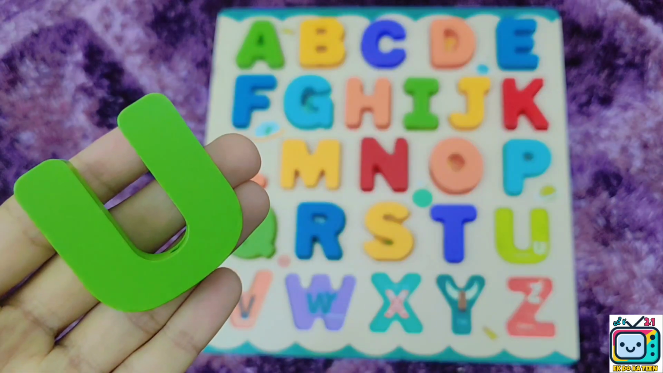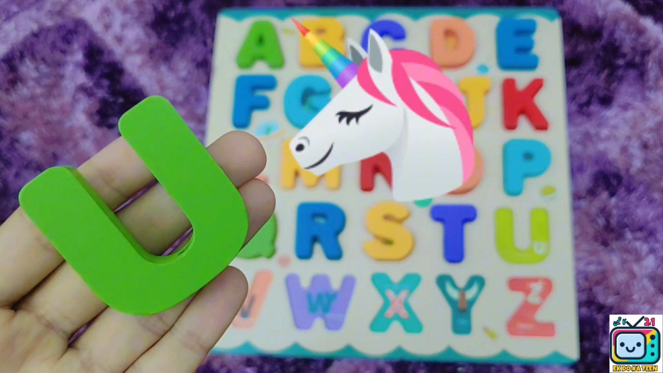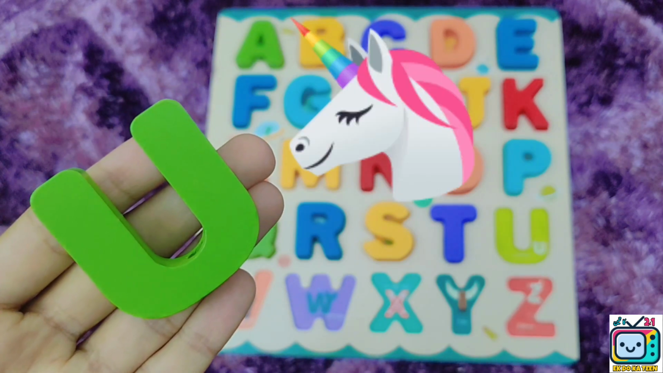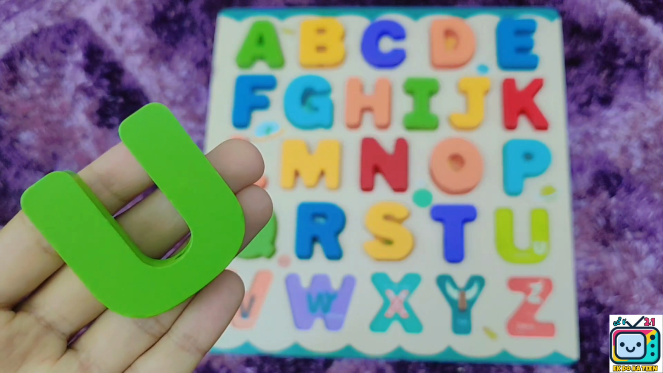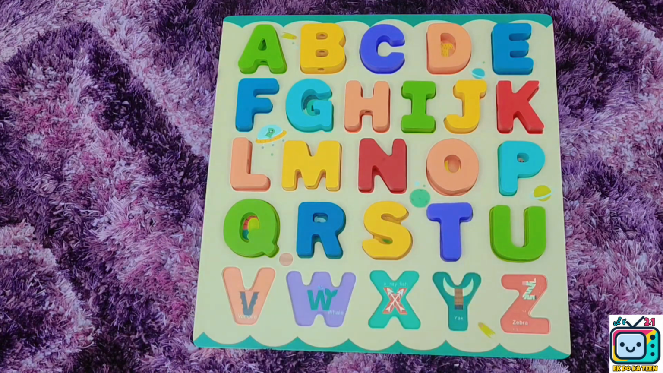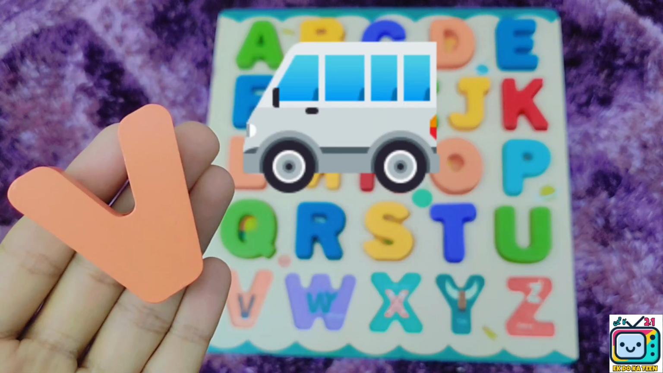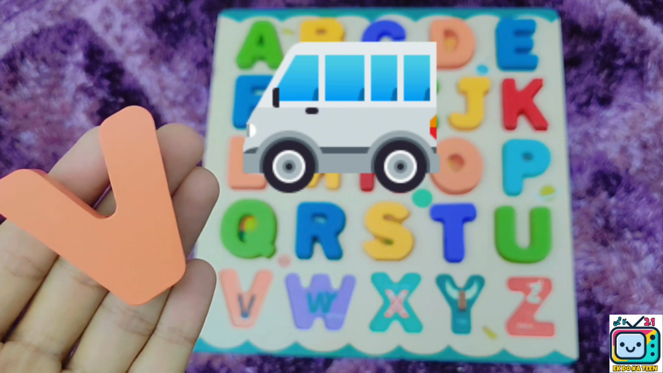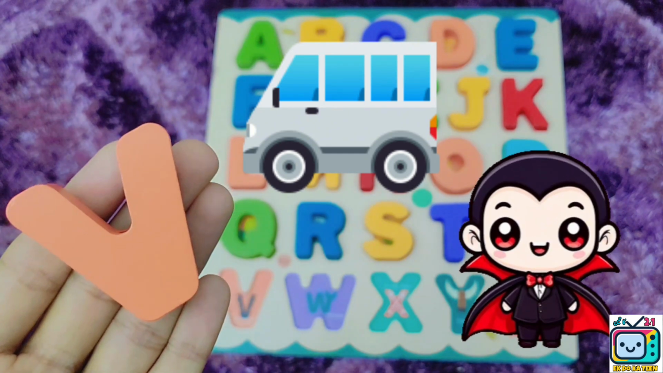This is the letter U. U is for unicorn and U is for umbrella. Let's put it here. This is the letter V. V is for van and V is for vampire. Let's put it here.